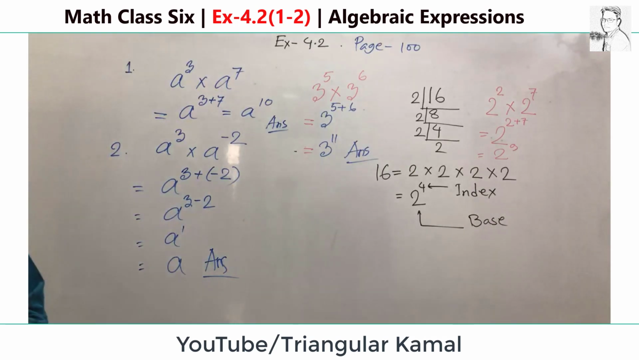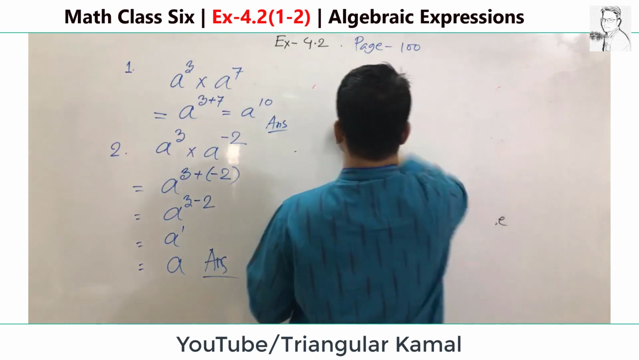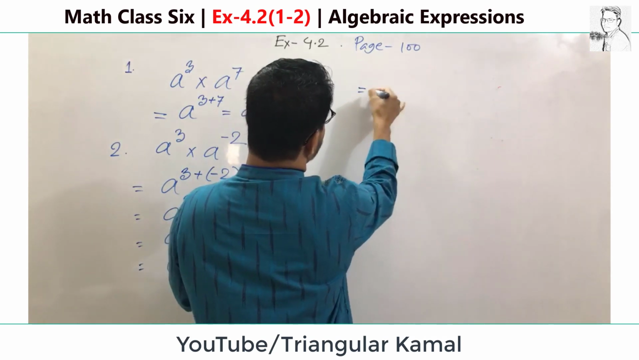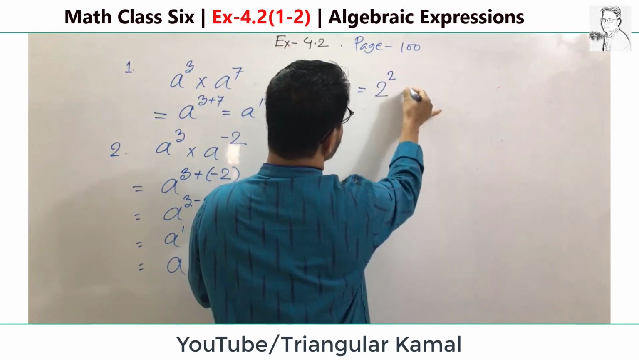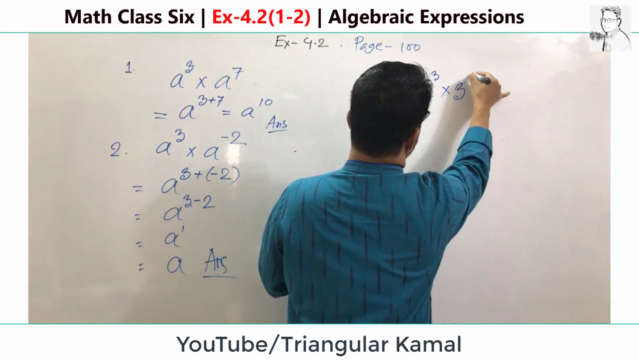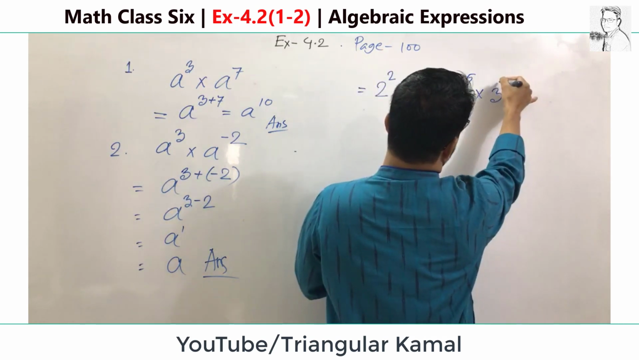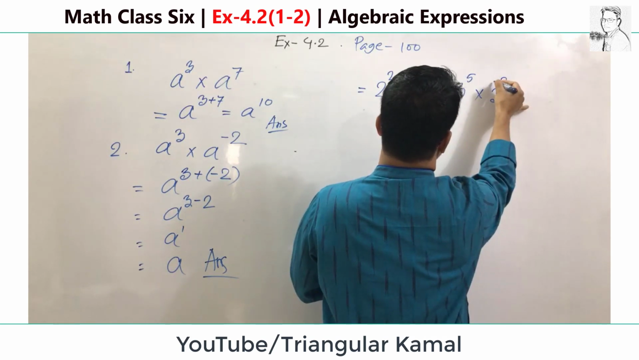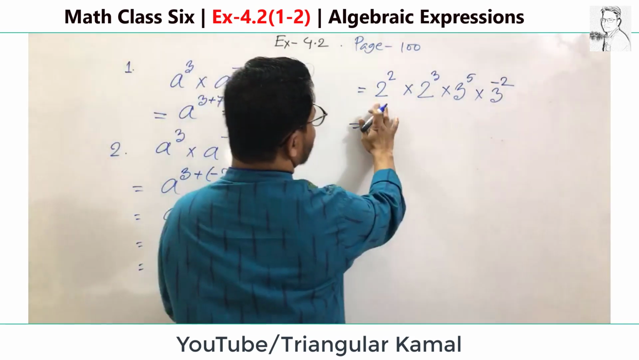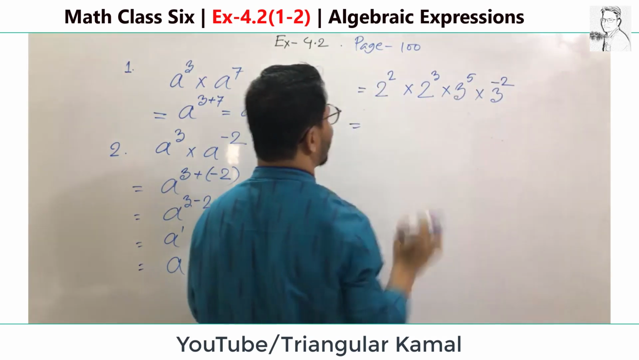Okay, dear students, now we will come back to, okay, just let me explain another one. What will be the result? Who can say this one? If we multiply 2 to the power 2 multiply with 2 to the power 3 multiply with 3 to the power 5 multiply with 3 to the power minus 2. What will be the result here? There are 1, 2, 3, 4 exponentials we are going to multiply.